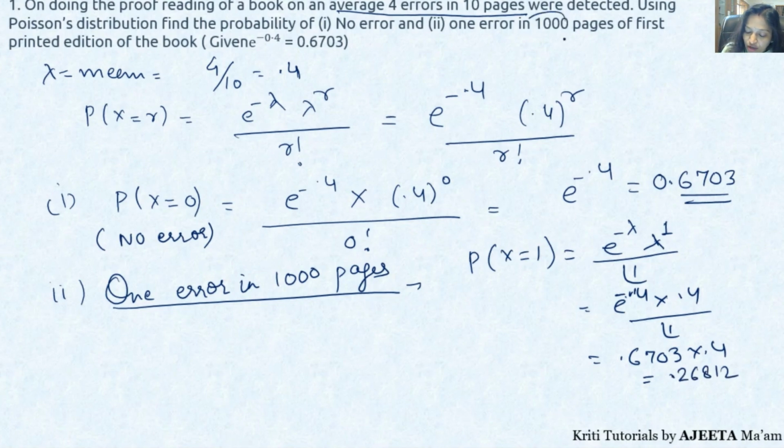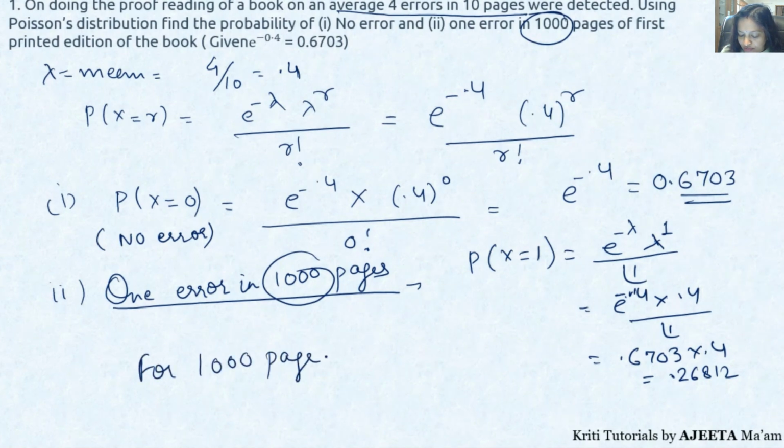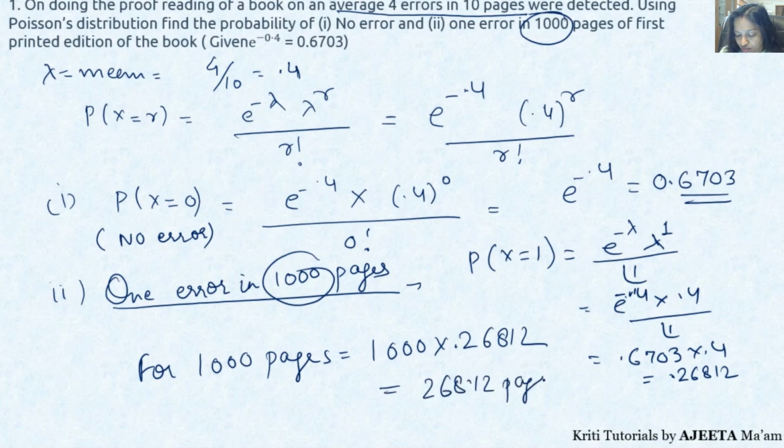Now here they have given 1000 pages, right? So for 1000 pages, कितने pages में error आएगा? 1 error के chances हैं. So that's for 1000 pages. So 1000 into 0.26812, which gives you 268.12 pages, which is around 268 pages. So that's your correct answer. So 0 error को भी अगर आपको करना है 1000 pages में, so you can go for it. So in 1000 आप करेंगे and then 670 pages around will have 0 error. So this is how we go for it.